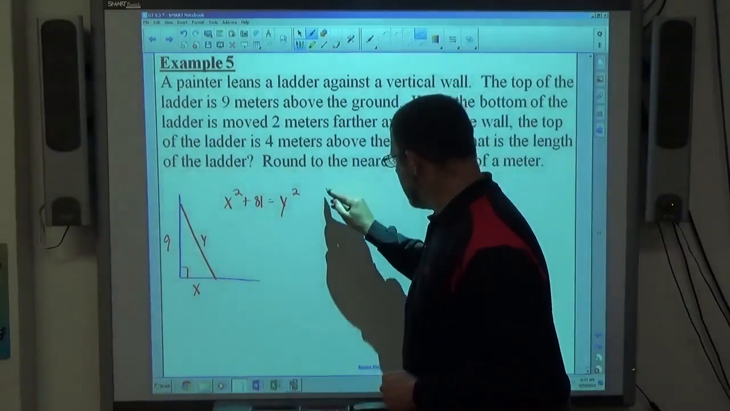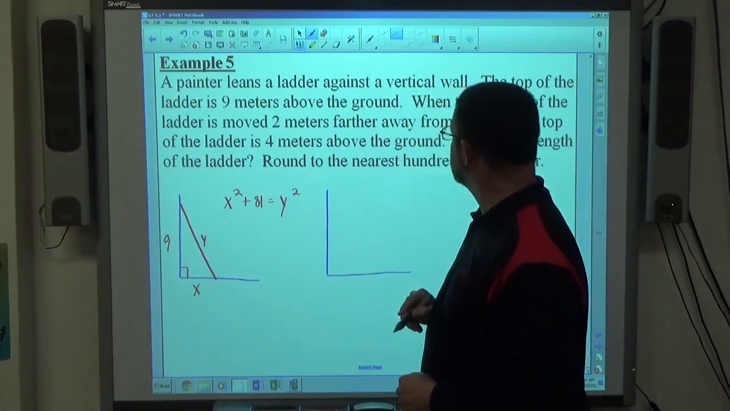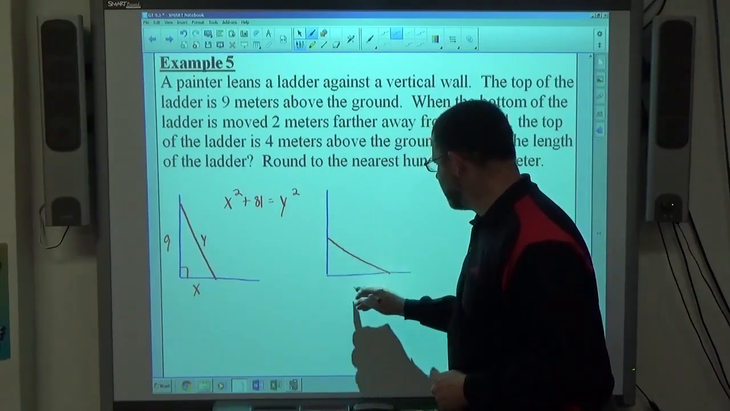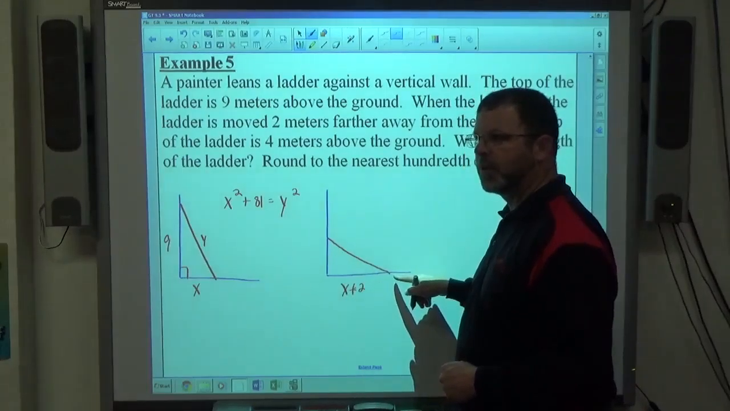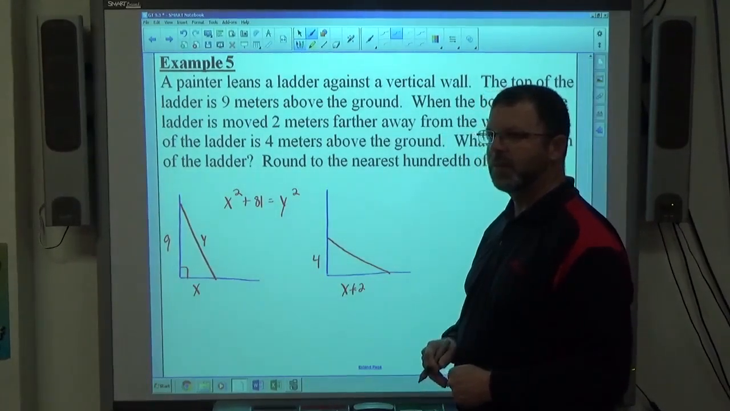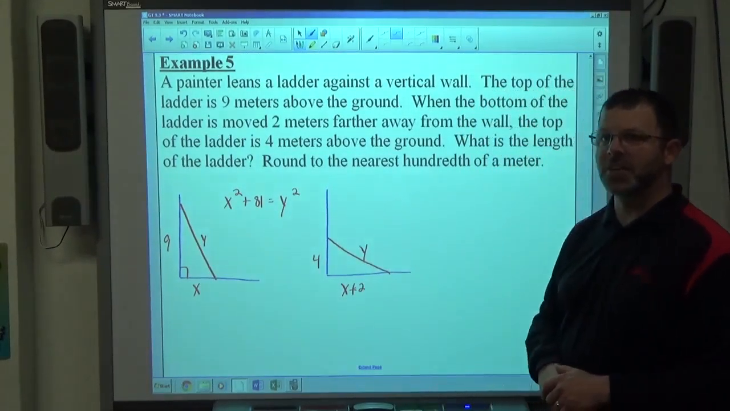Now, same wall, same ladder, but now we move the ladder 2 meters further away from the wall. So now the ladder looks like this. This is 2 meters further away, so it's x plus 2. It's now 4 meters above the ground. It's the same ladder, right? So it's the same length. The ladder hasn't changed size.